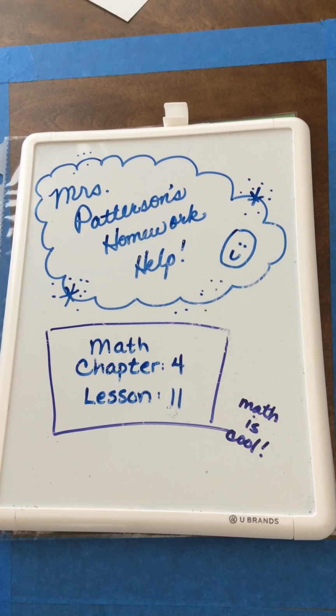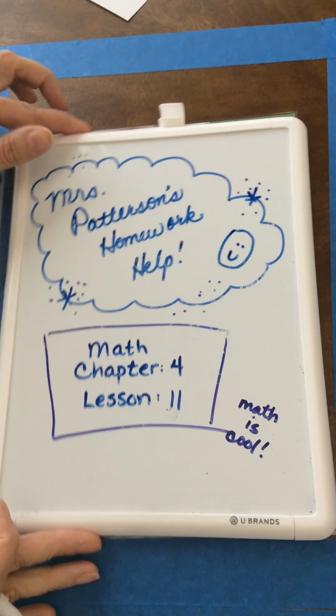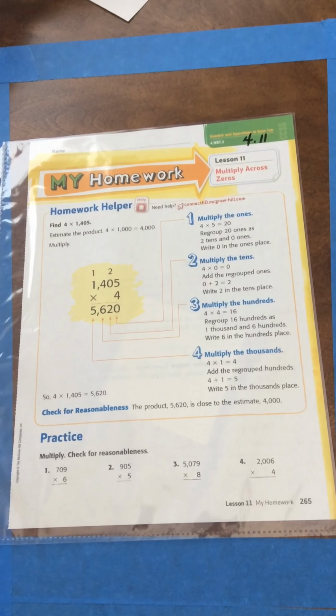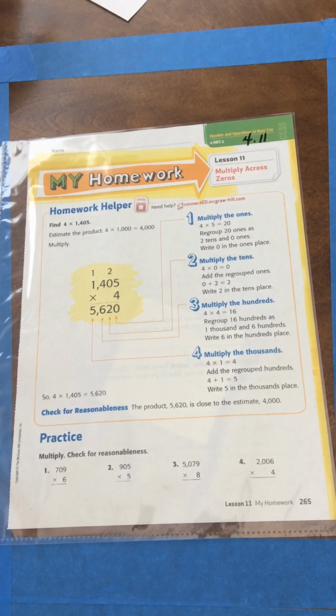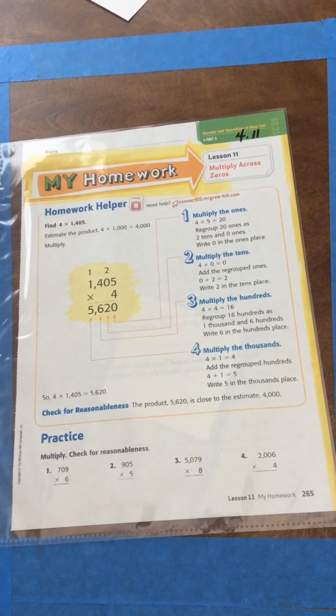We're on Math Chapter 4, Lesson 11. Still dealing with multiplication. This is the last lesson in Chapter 4. And we're going to learn about multiplying across zeros. When we come across a zero in multiplication, it can be confusing.